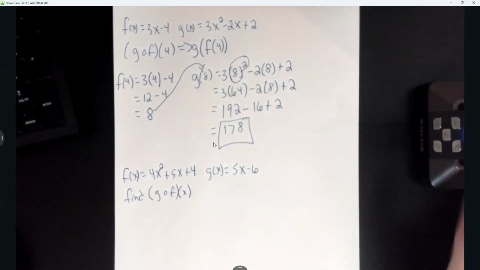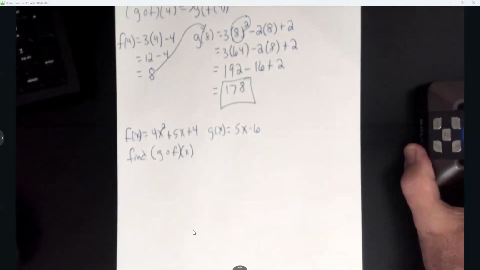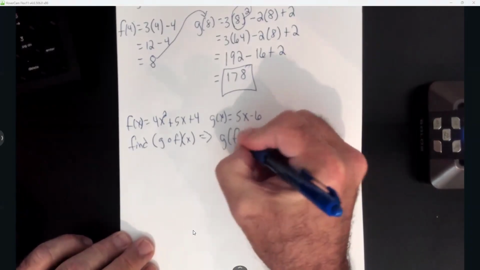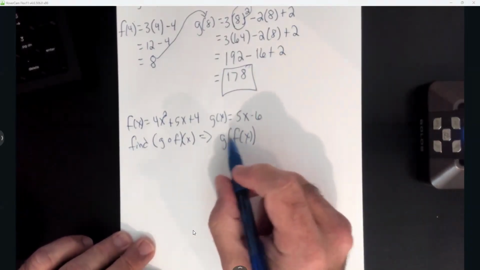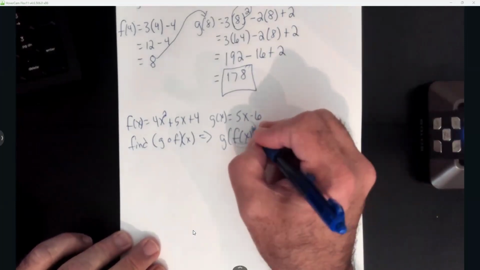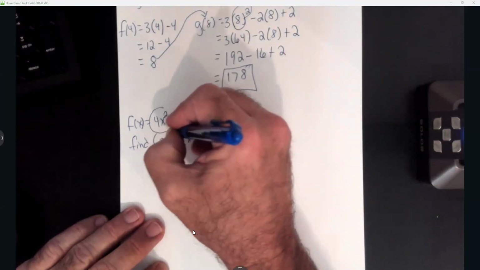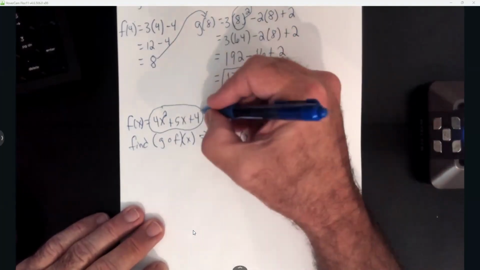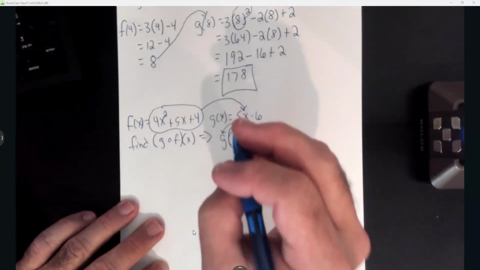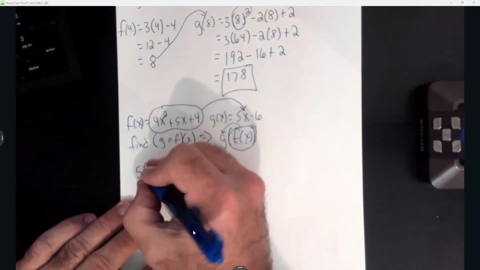Let me move stuff out of my way real quick. This one is like g of f of x, but they didn't give me a number here, so I can't put a number into this. So what I'm going to do is take f of x and put it into the g. I'm going to take this f of x here and put it into that x for my g. That means we'll have 5 times x. Well, x is this whole expression.